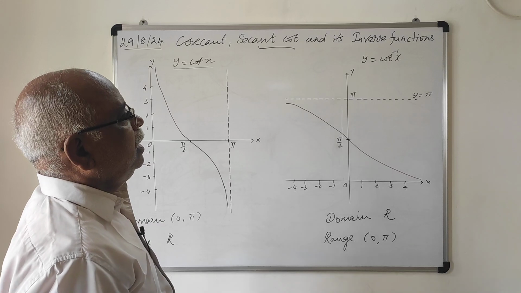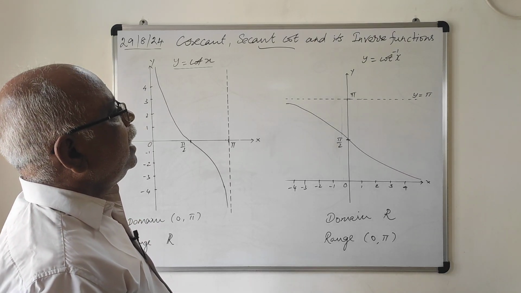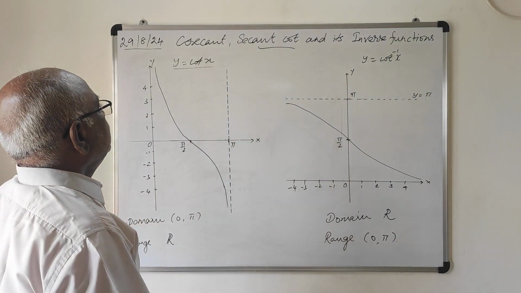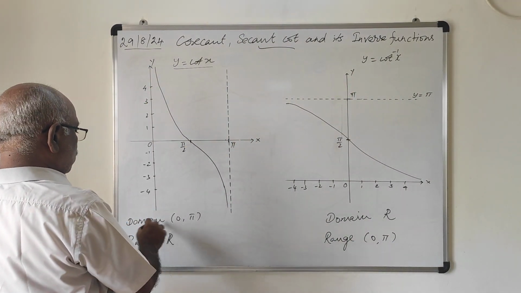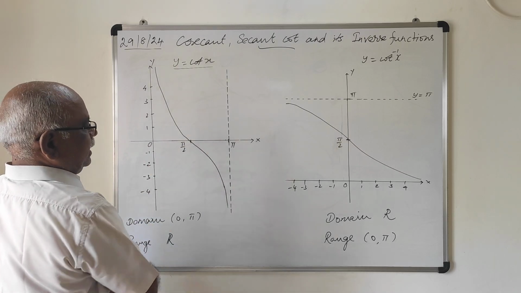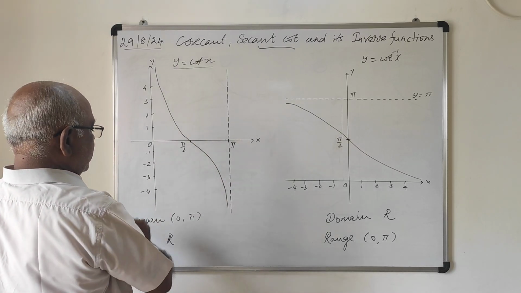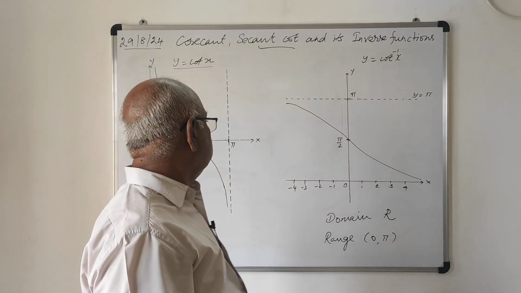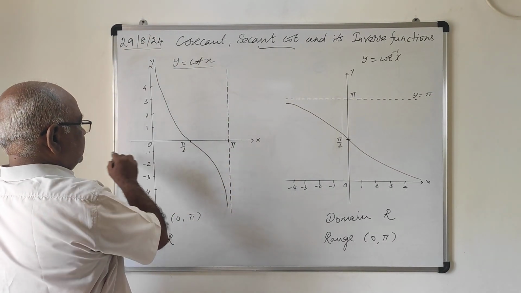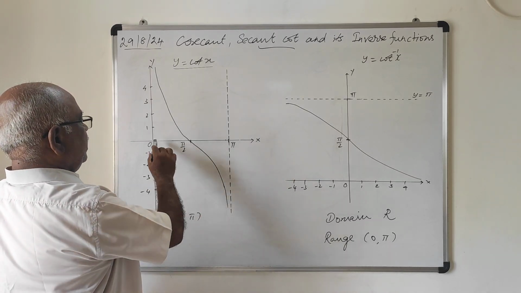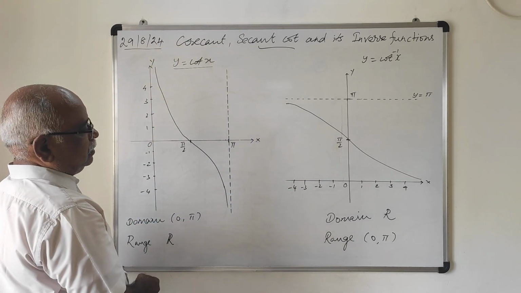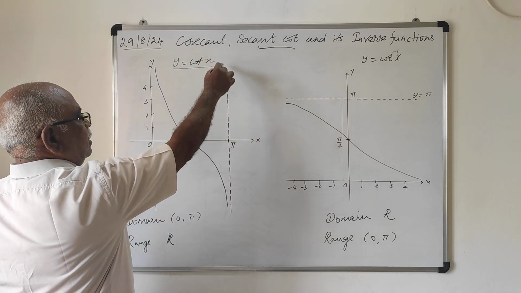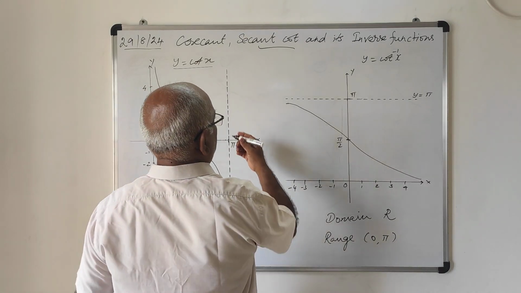My dear students, next we are going to discuss the graph of cot x and cot inverse. See, this is the graph of cot x. The domain of cot x is 0 to pi, and the range is the entire real line, with range along the y-axis and domain along the x-axis. Domain 0 to pi, and range is R. And this is the graph of y equal to cot x. This is a line at x equal to pi.